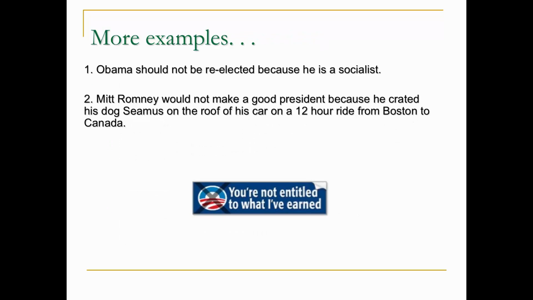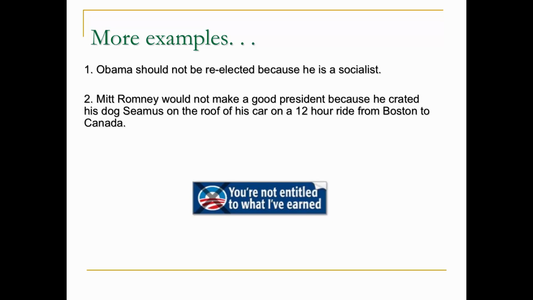So here are a couple more examples. Obama should not be reelected because he is a socialist. So if we try to break this down, we can see the claim is the argument itself, what they want you to believe or do: Obama should not be reelected. Why? What's the support, the grounds, the data, the backing? He is a socialist. What's the assumption here?